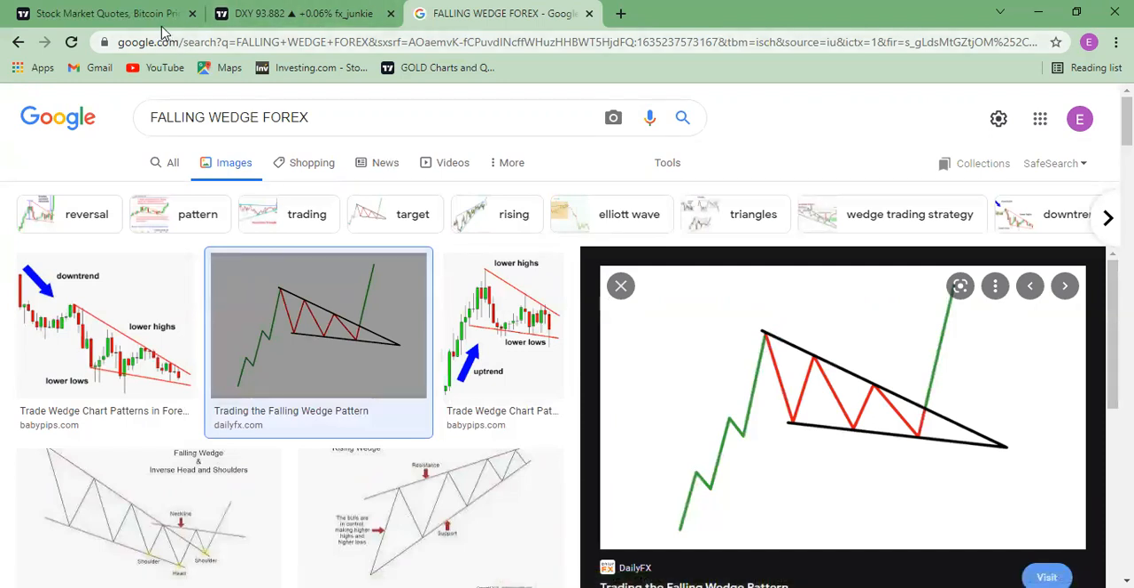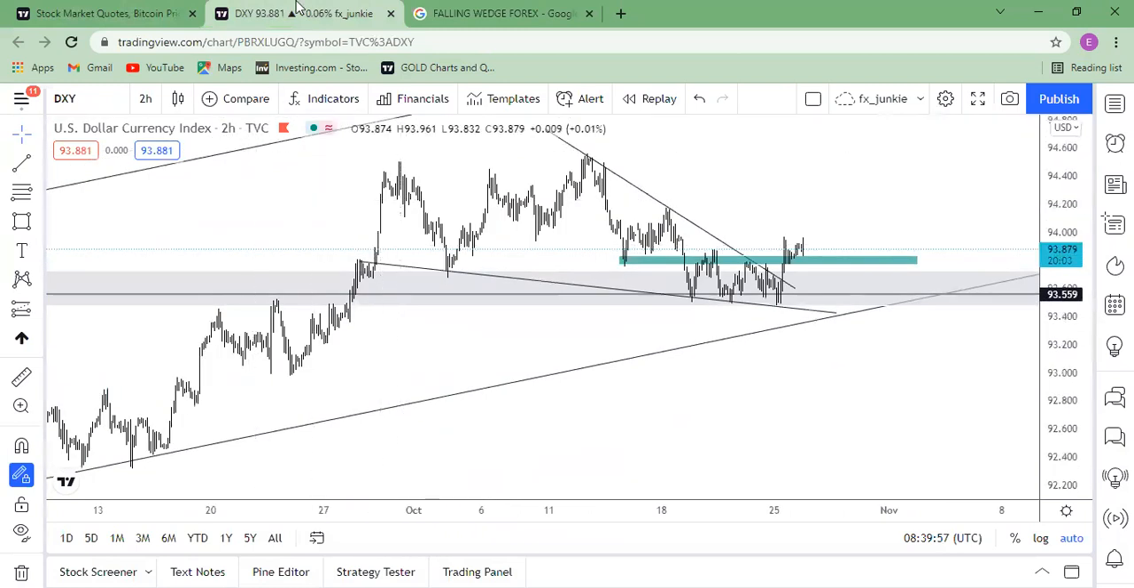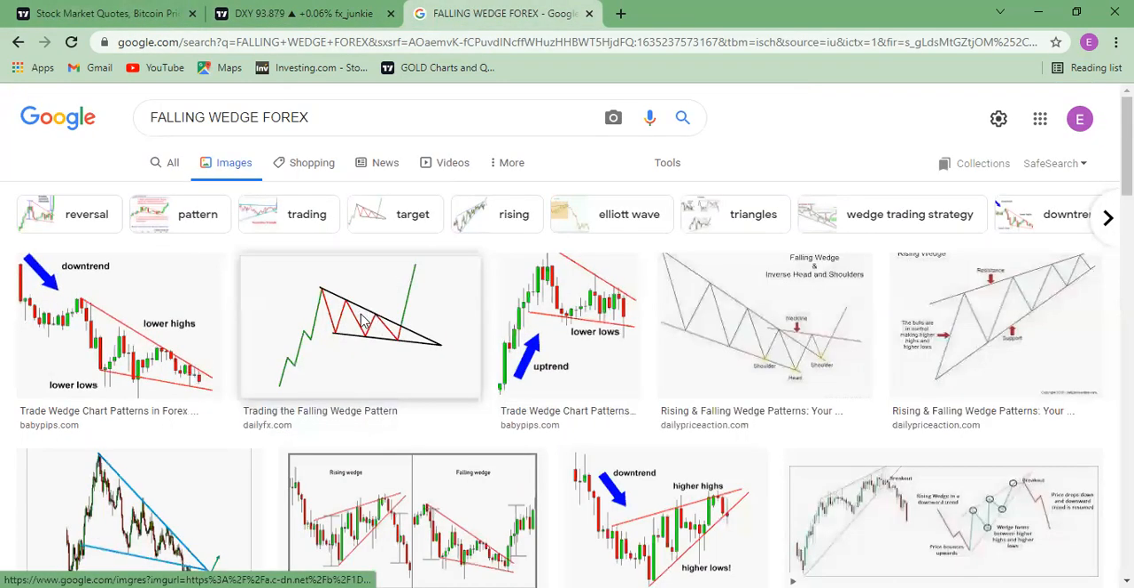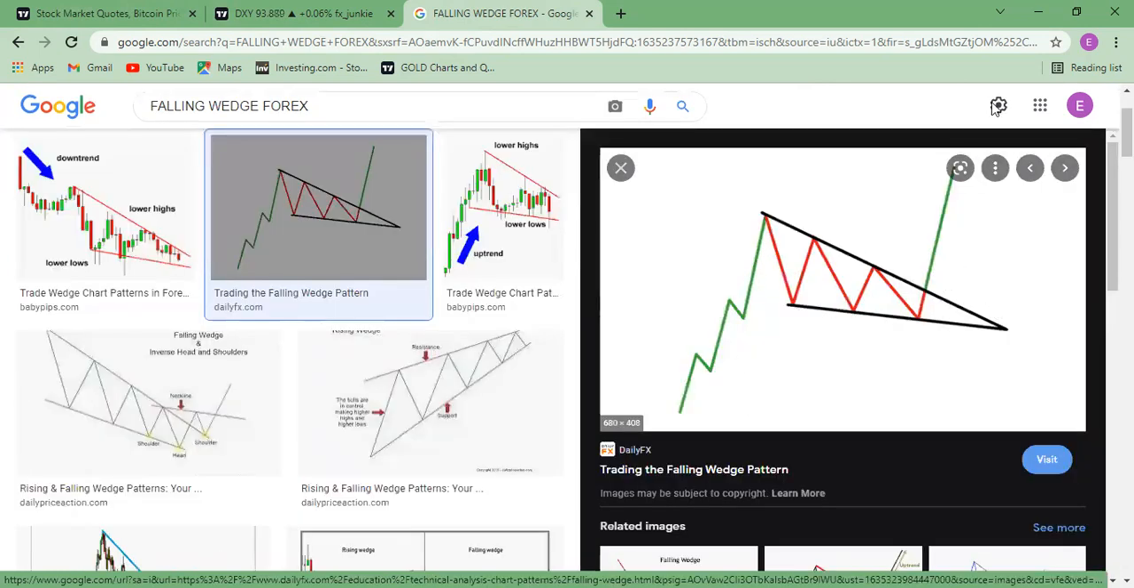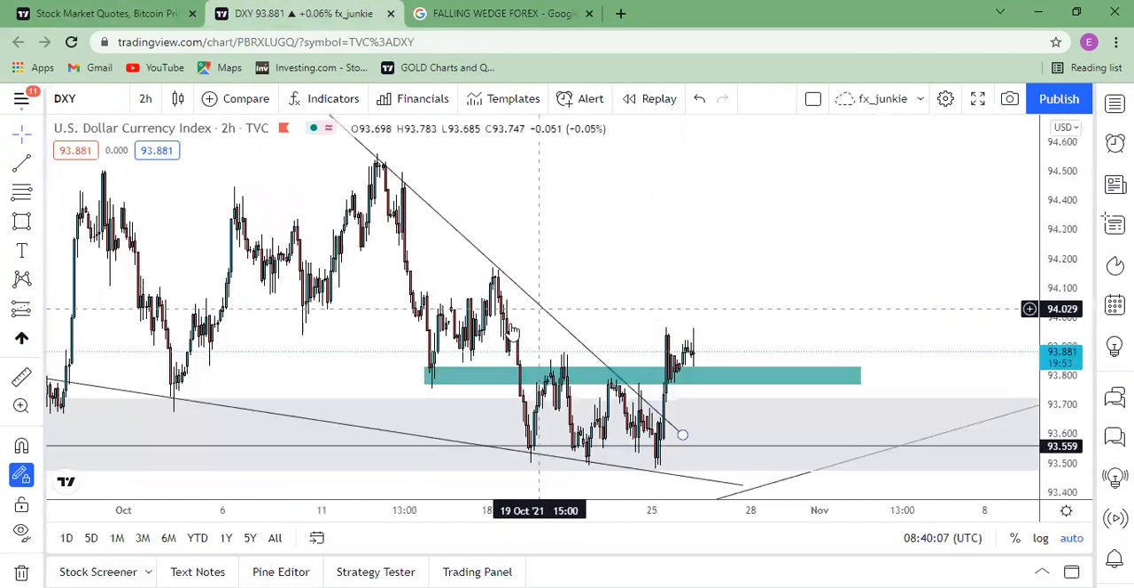Okay. So we were coming from the downside. So it's basically just a continuation pattern like this right here. We're coming from the downside, corrected, and we're going to continue to the upside. That's exactly what's happening out here.